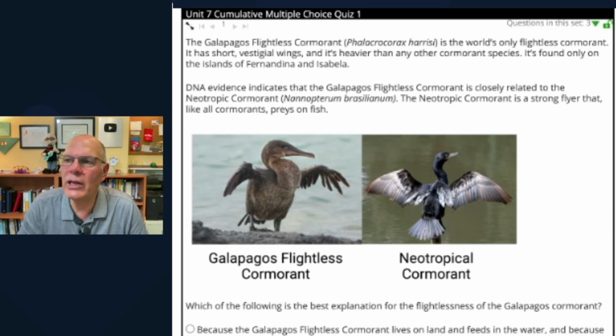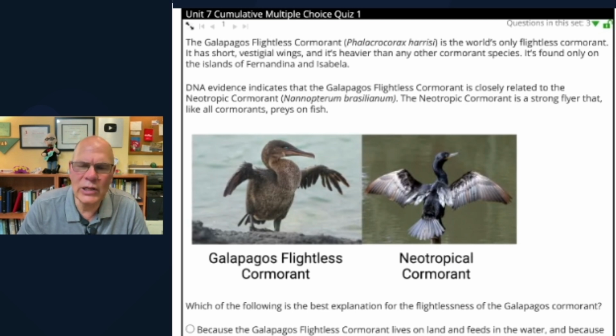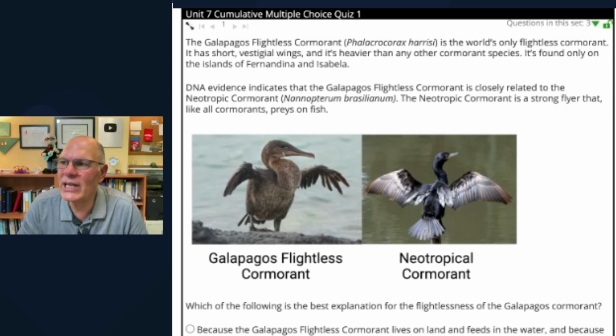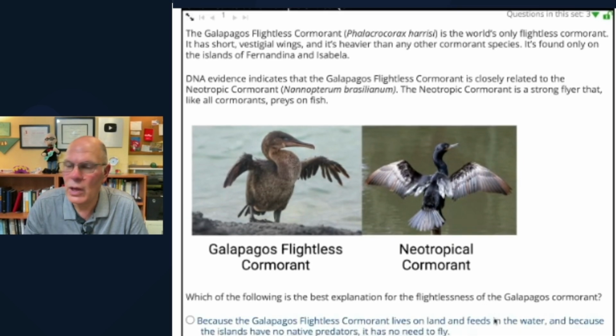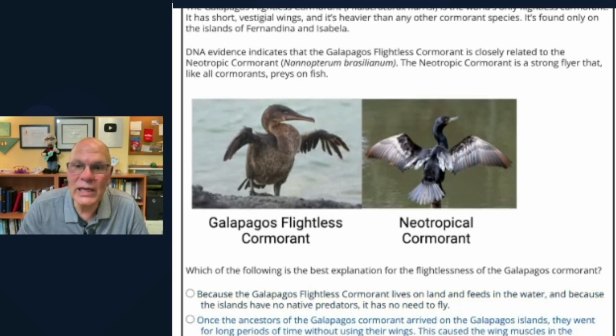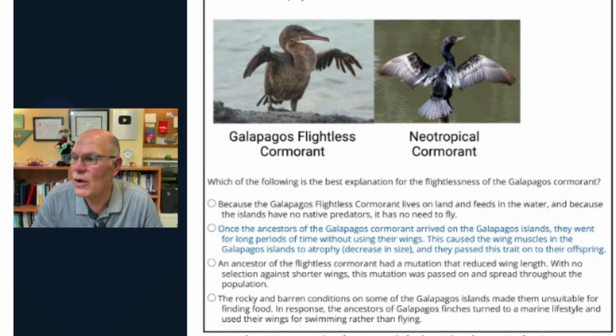It's found only on the islands of Fernandina and Isabela. Those are in the Galapagos Islands that are off the coast of Ecuador. DNA evidence indicates that the Galapagos flightless cormorant is closely related to the neotropic cormorant. The neotropic cormorant is a strong flyer that, like all cormorants, preys on fish. Which of the following is the best explanation for the flightlessness of the Galapagos cormorant?